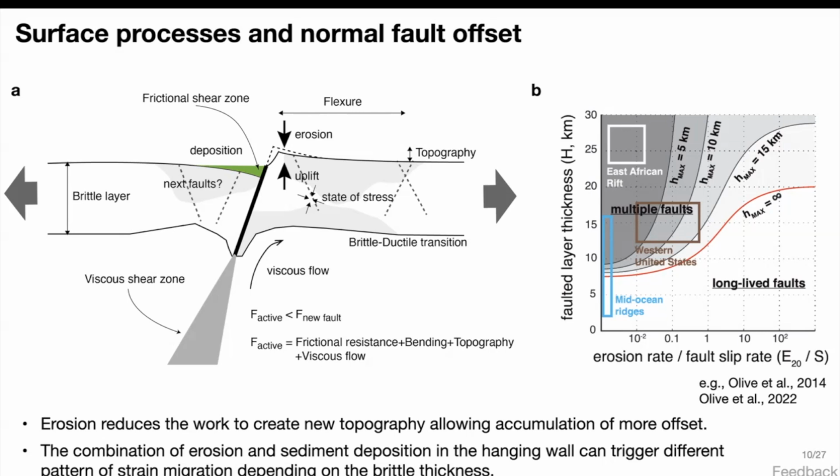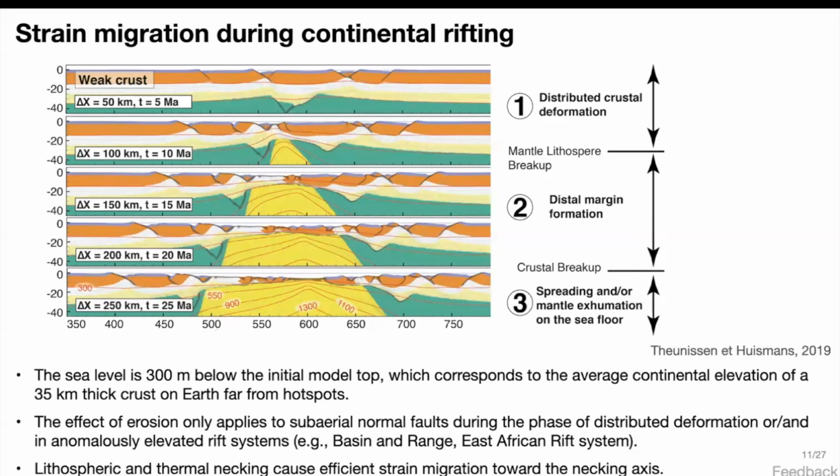So this is what we know, but what we also know is that in a rift system, from the initial phase of distributed crustal deformation, which we see on top of these figures, to the lithospheric breakup, lithospheric and thermal necking cause efficient strain migration towards the necking axis. So in that case, for example, if you consider that the sea level is 300 meters below the initial model top, the effect of erosion will be limited to the first phase of distributed deformation, or in case of anomalously elevated rift systems like Basin and Range or the East African rift system. But after that, during necking, and during the distal margin formation phase, everything is offshore, below base level.